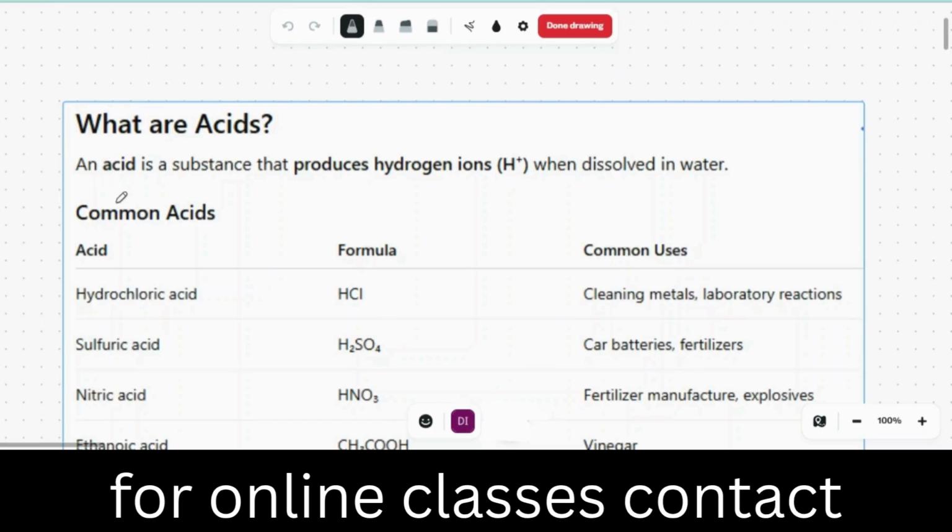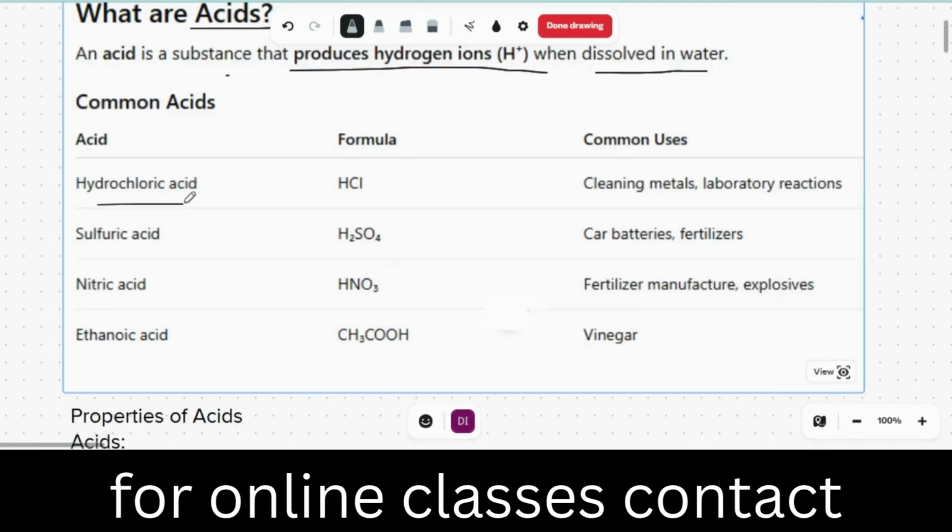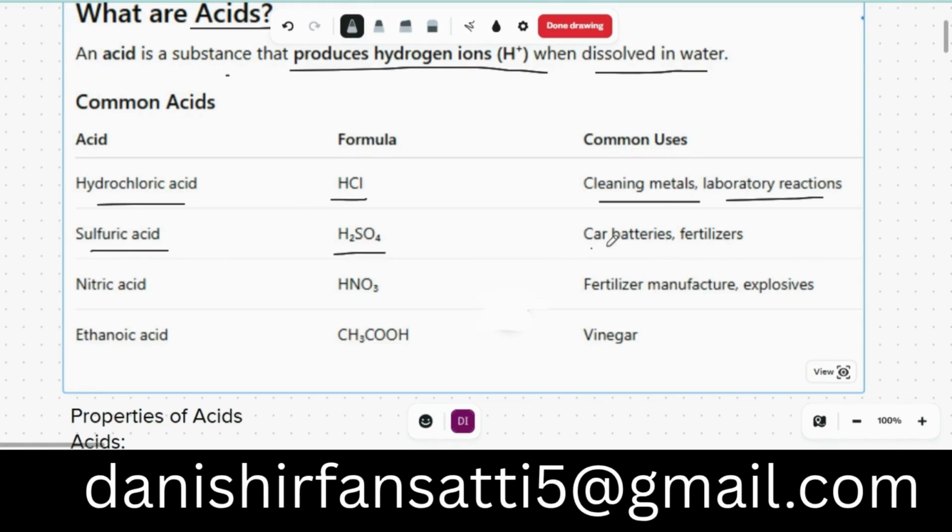We are going to talk about acid and alkali. So, what are acids? An acid is a substance that produces H+ ions when dissolved in water. Common acids are hydrochloric acid, HCl, used for cleaning metals and laboratory reactions; sulfuric acid, H2SO4, used for car batteries and fertilizers; nitric acid, HNO3, used for fertilizer manufacturing and explosives; and ethanoic acid, CH3COOH, which is called vinegar.